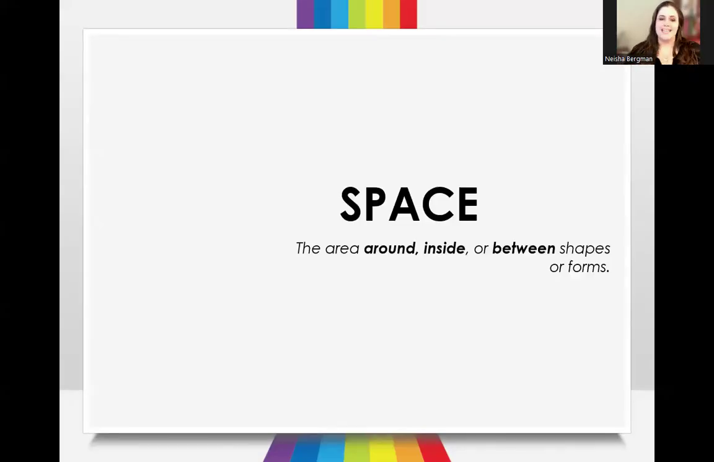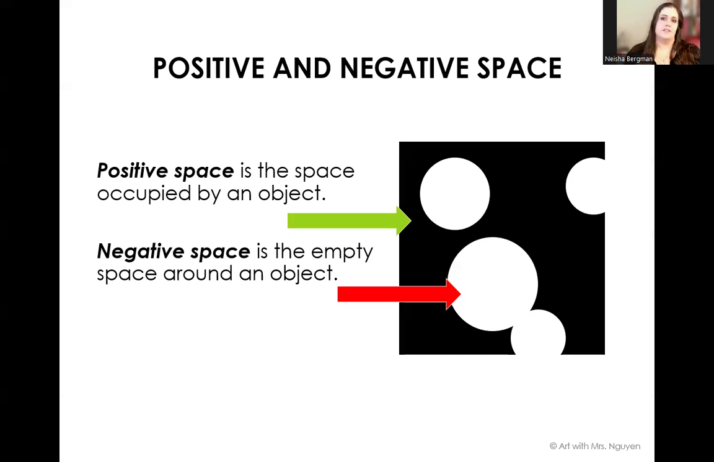Space is the area inside, outside, between, and around shapes and forms. So pretty much all of this is space. And when we talk about space in art, we're really talking about three components. We're talking about positive and negative space. We are talking about creating the illusion of space in an artwork. And we are talking about the fields of space in an artwork. And we'll get there. All right, so first we're going to address positive and negative.